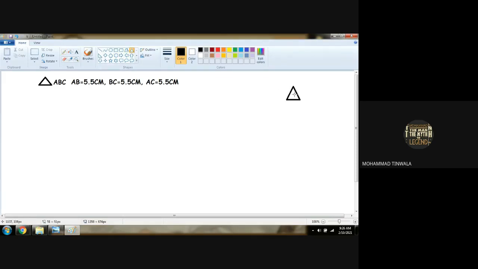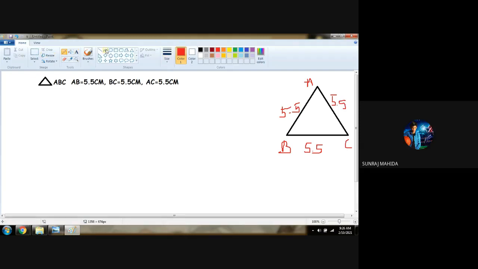So in the rough diagram, we can see here, we have to prepare ABC. So we will write A, B and C like this. All three sides will be 5.5 centimeter. So this is how we will construct it. Okay. Is it understood?